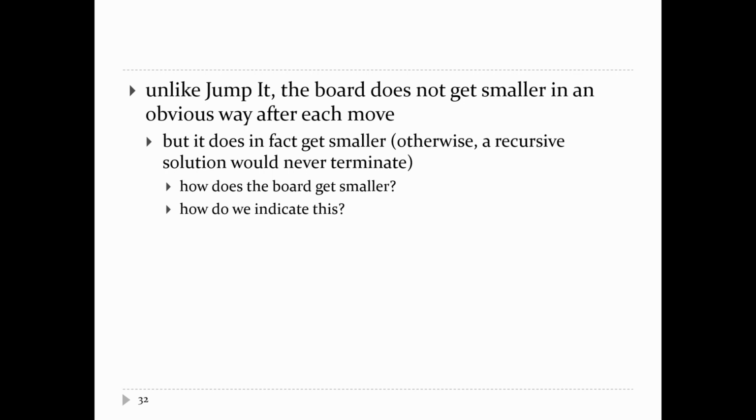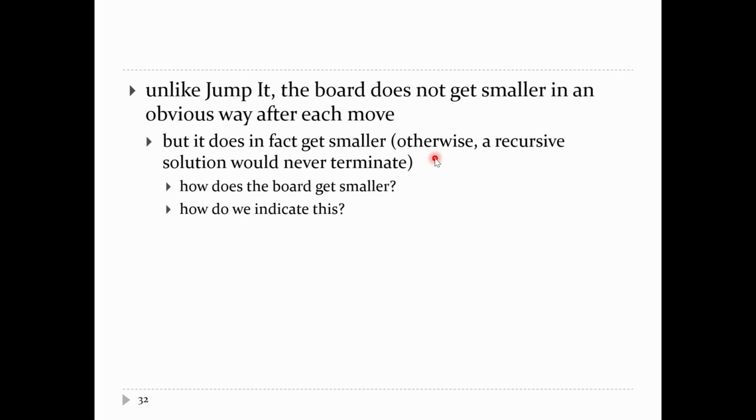All right, so if you analyze the problem and you compare it to the previous Jump It problem, you'll realize that it seems like in this particular problem, the board doesn't get smaller in any obvious way. It looks like when you move to a square, you can always come back to that square. So you're never removing squares from the board like we did in Jump It. In Jump It, you can never move left, so every time you move to the right, you eliminate all the squares on the left.